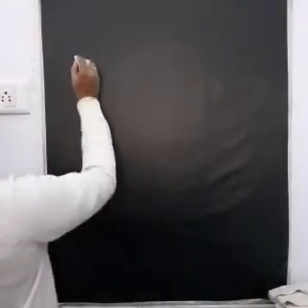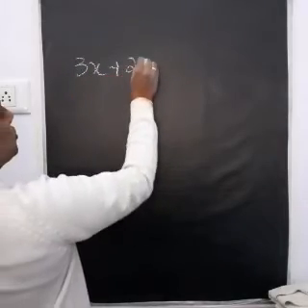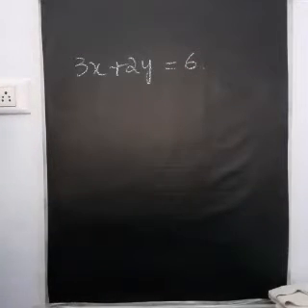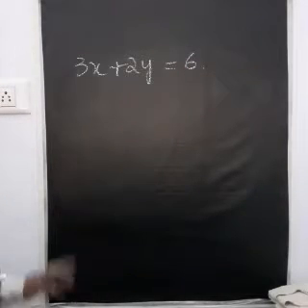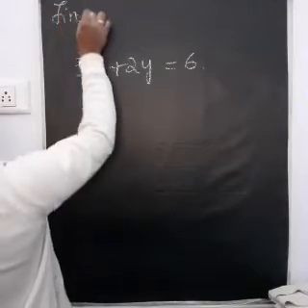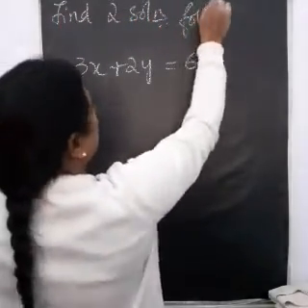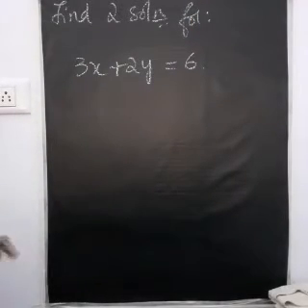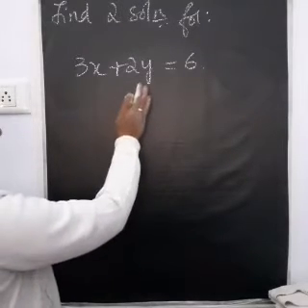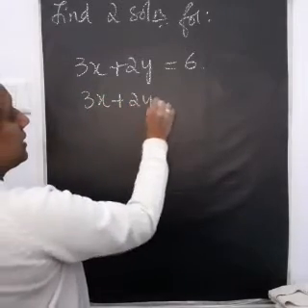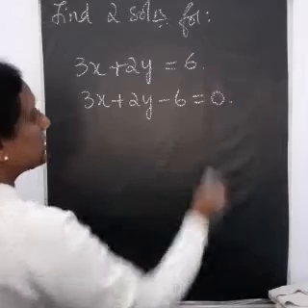Supposing I have 3x plus 2y is equal to 6. The question is to find two solutions for this equation. So we have to find two sets of answers for x and y. First we bring it to the standard form. So what will you get? 3x plus 2y minus 6 equal to 0.